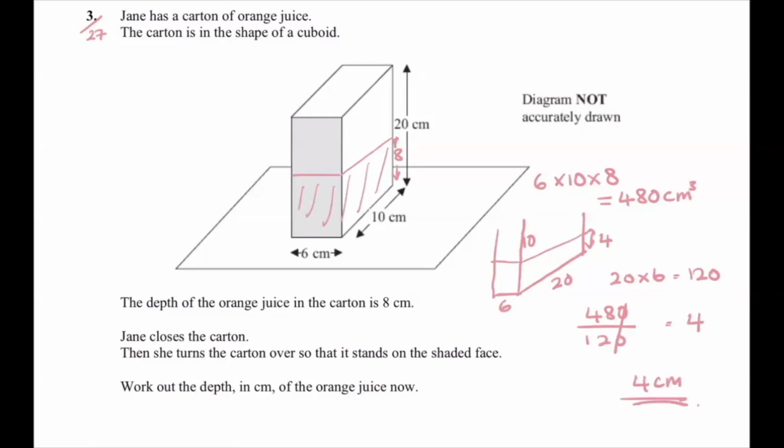Now, you could have spotted that the 6 and the 10 had changed to the 6 and the 20. So it's a half in its difference. But that's a walkthrough of actually thinking about each step as a process. So I hope that has been helpful.